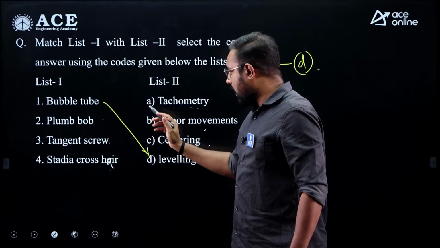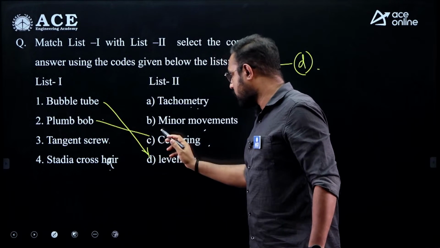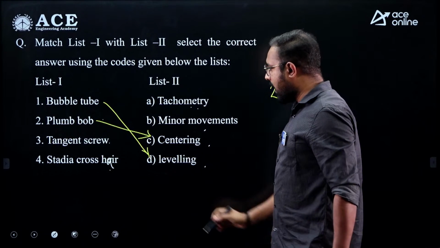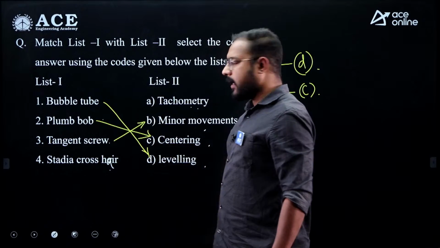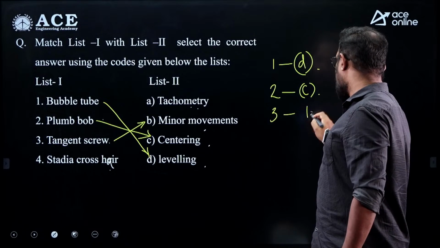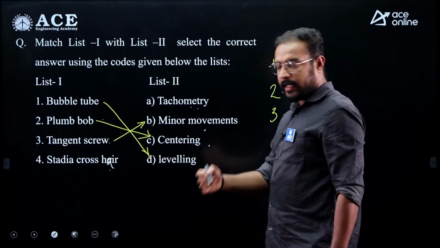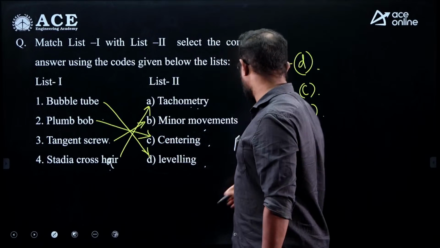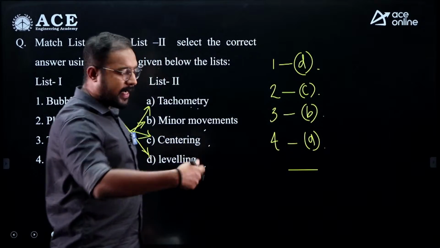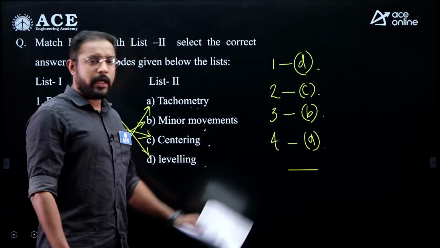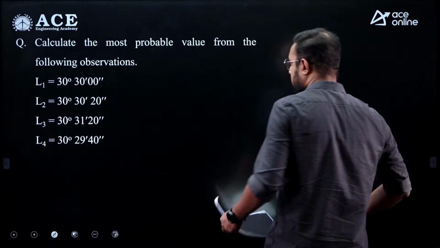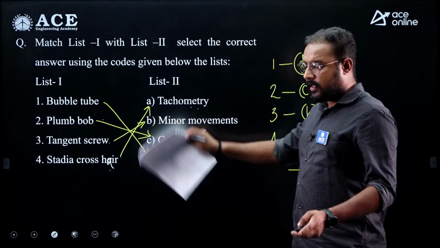Next, plumb bob is used for what? I think everybody knows this. Plumb bob is used for centering. That will be very easy. So, 2 option is C. Tangent screws are used for minor adjustments in case of our theodolite. So, tangent screws are used for minor adjustments after clamping both the clamp screws. Previous year IES question. Stadia crosshairs are used in tachometry only. So, 4th option is matching with option A. That's it. So, these are the correct answers. If you know at least 2 or 3 of them, mostly elimination approach will work out for you. So, that was the question from our tachometry. Sorry, this is overall surveying they are covering from this.